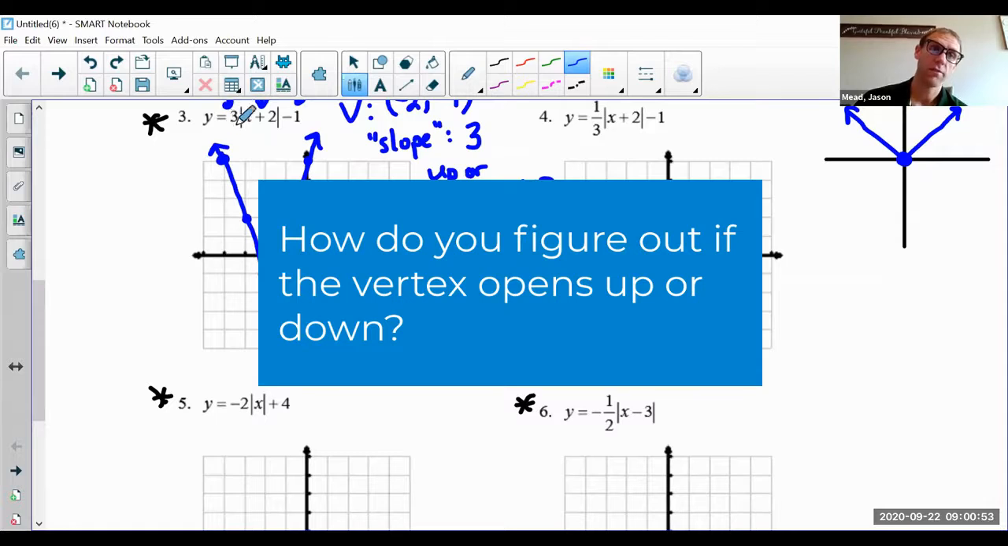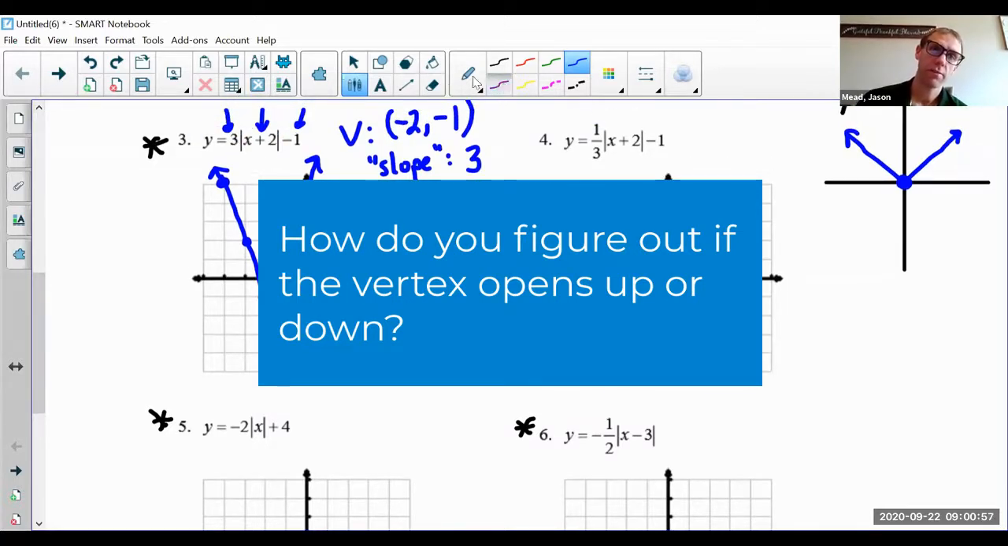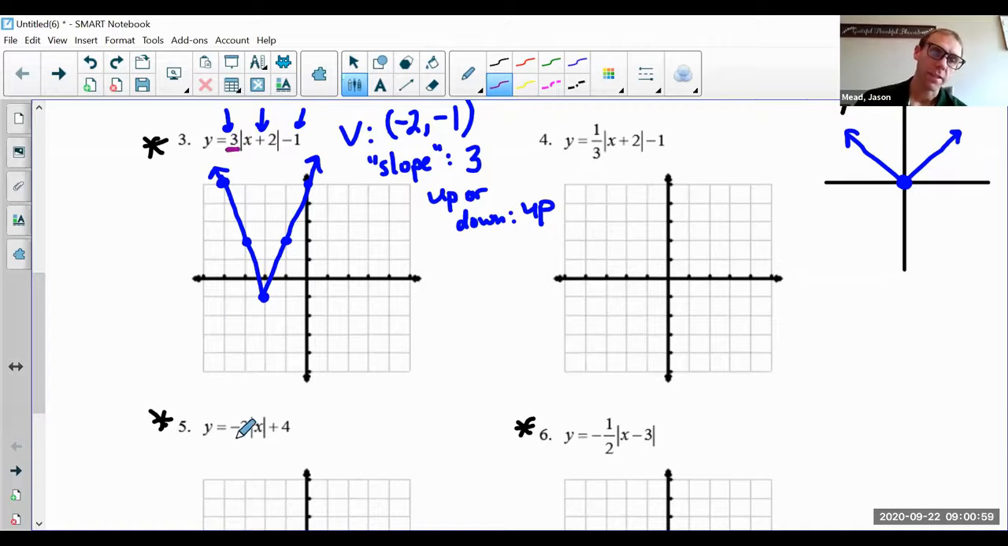The 3 is positive. Sorry. So the 3 here is positive. In this case, the next one we do, it will open down because this number is negative. Sorry, I didn't say that.